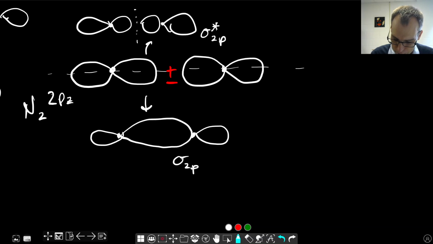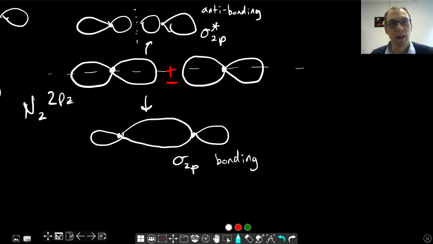Again, we have this area between the nuclei. This is an anti-bonding orbital, and we have a bonding orbital. So in this case, even though we're combining p orbitals, we can get sigma bonds because the electron density is highest right in between the two nuclei. So this is what we call a sigma 2p, and this is specifically the z. We could say this is x or y, but the convention is to call this orbital the z orbital. Okay, so that's one set of the p orbitals.